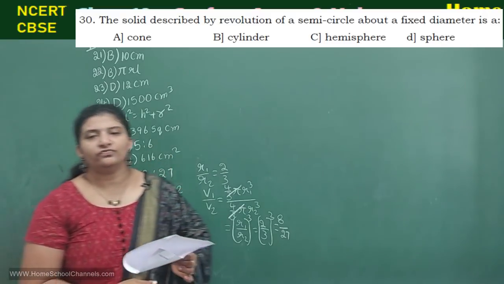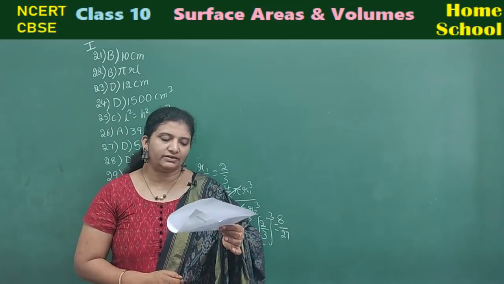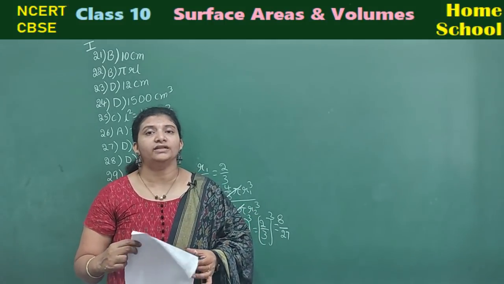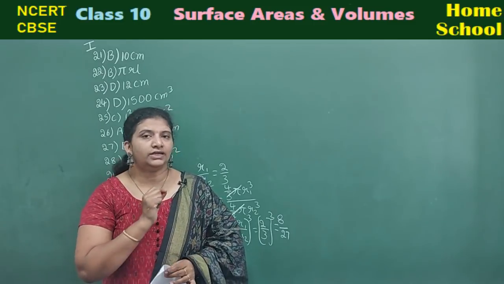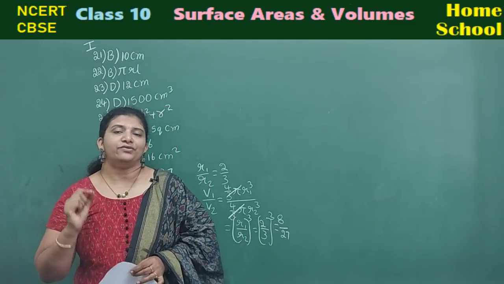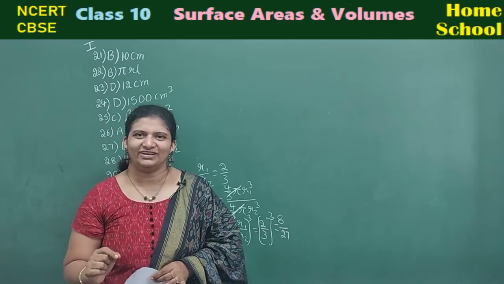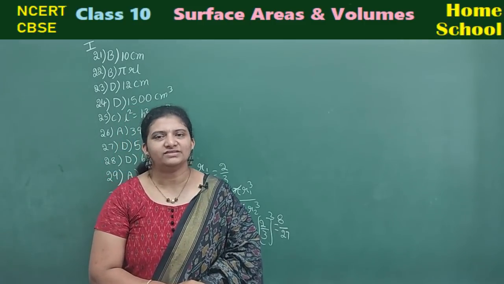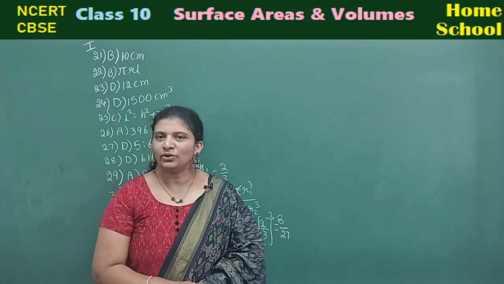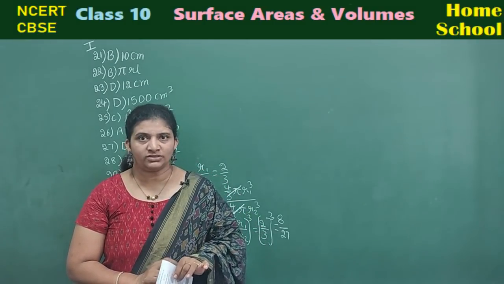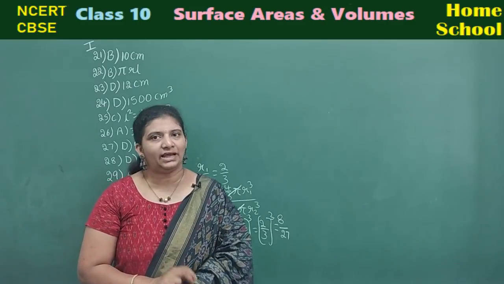Okay, so with this, I have completed 30 questions, children. I'm going to provide you 43 questions here. 30 I have solved now, and the remaining 13 questions you are going to solve as homework. Don't forget to send your answers in the comment box. Okay, is this clear? I'm going to provide this in the description box and also in the Telegram link.